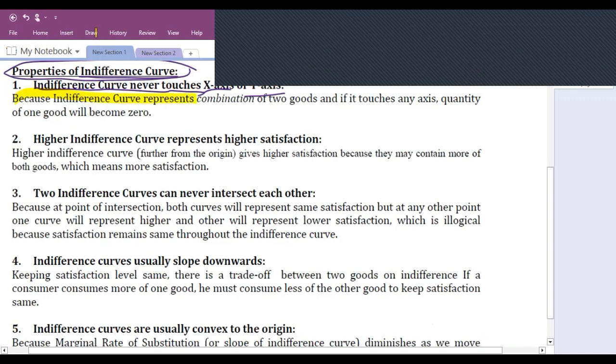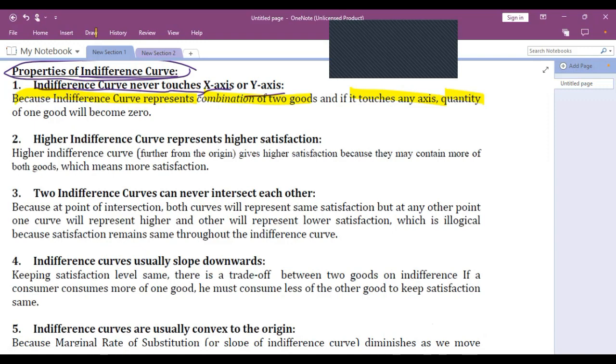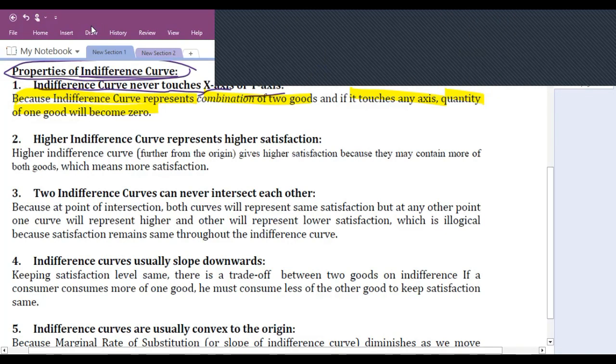Because the indifference curve represents a combination of two goods, and if it touches any axis, whether it is the x-axis or y-axis, the quantity of one of the products will be 0, which is against the law of indifference curve that shows the combination of two goods.